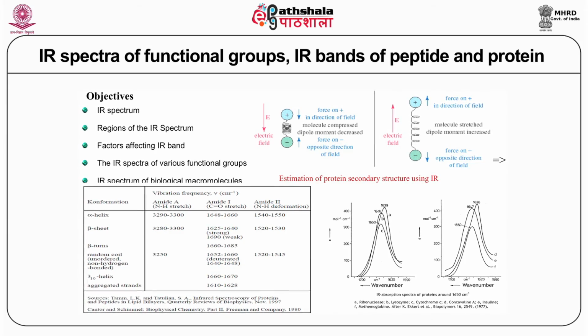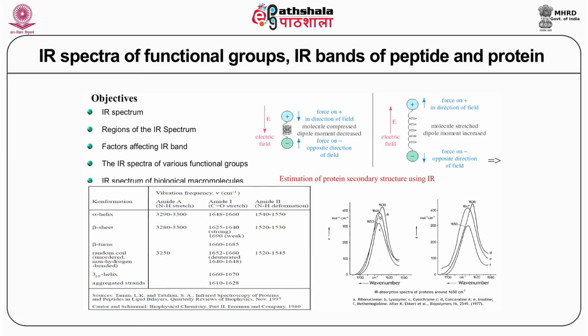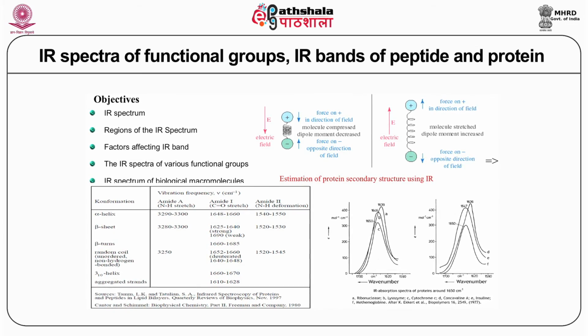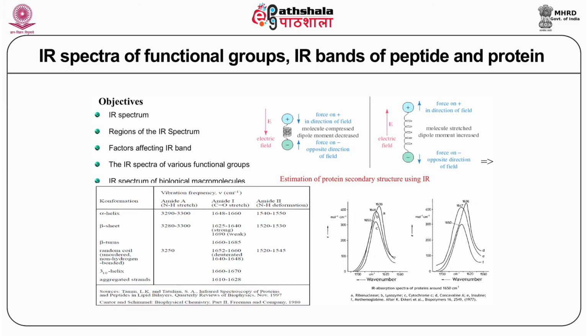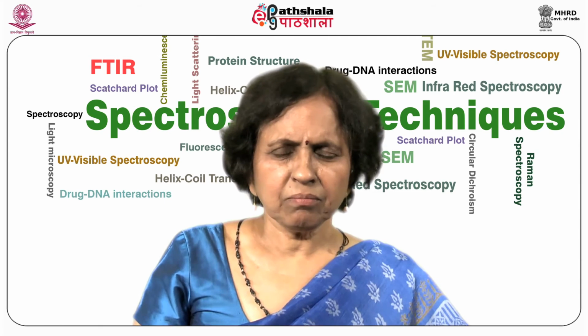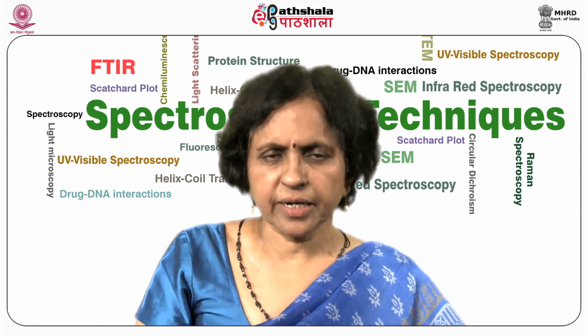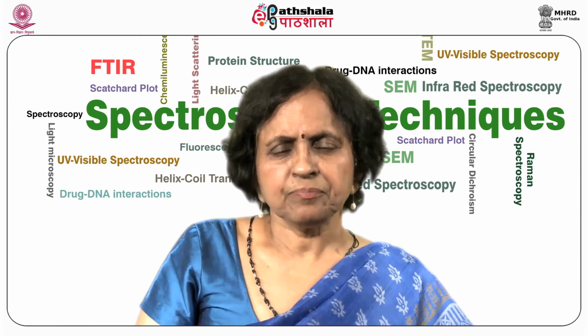Then IR of particularly the peptides and proteins, how an IR spectrum, which is a thumb rule, you also see the different peaks which come from different regions. So how do they look in a protein? Then comes the IR spectra of the biological macromolecule. After studying the proteins, you go into the polymers, biopolymers.